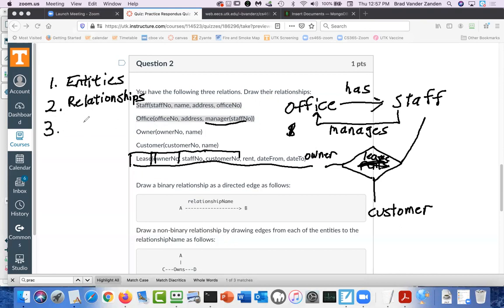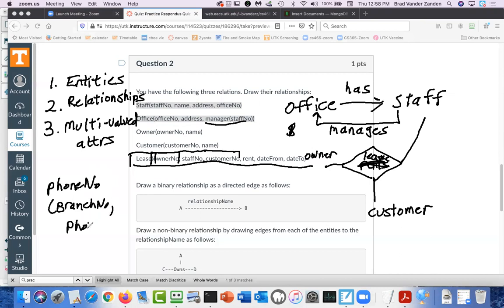And then there's a third type of relation which holds a multi-valued attribute. So for example, phone numbers. If a branch has multiple phone numbers, a cell can't have multiple values. So you end up with a separate relation called phone number, which would be the branch number and the phone number. And phone number in this case is neither a relationship nor an entity. It's just a multi-valued attribute.